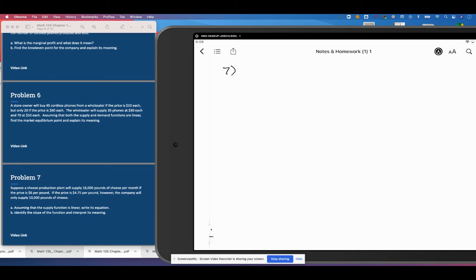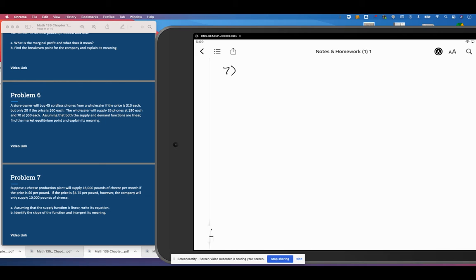Bringing us to number 7, we have a cheese production plant with a supply of 16,000 pounds of cheese per month. If the price is $6 per pound, and if the price is $4.75 per pound, the company will supply only 10,000 pounds. So assuming it's a linear equation, we need the equation that represents this, and we need to identify the slope of the function and interpret its meaning.